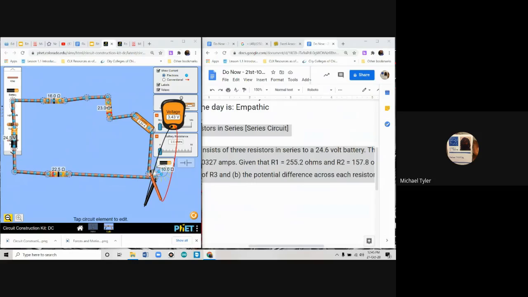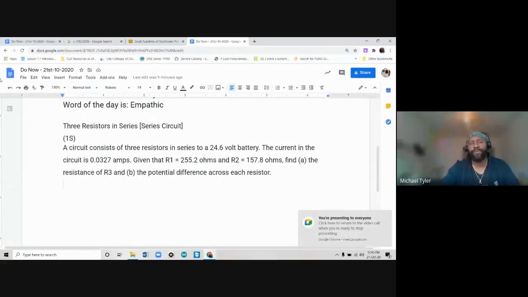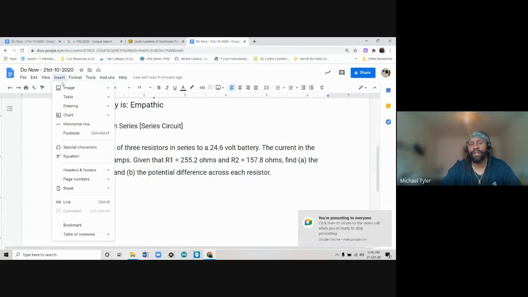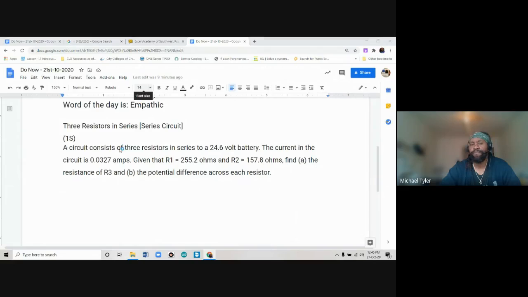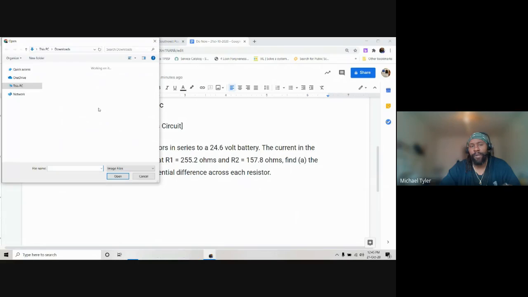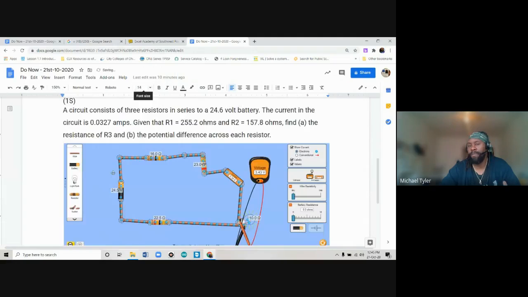Now I can come over to my Google Doc here and put my screenshot into the document. I click on Insert Image and come over to Upload from Computer. It'll pop up a menu or directory, and I just find the picture I downloaded. Hit Open, and et voila.